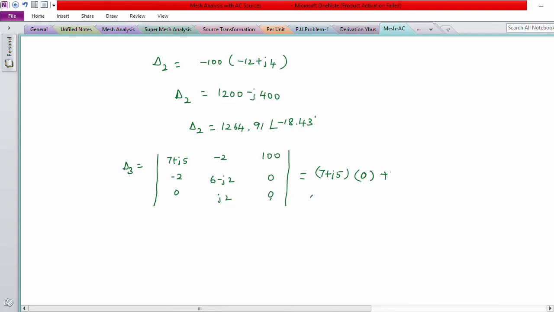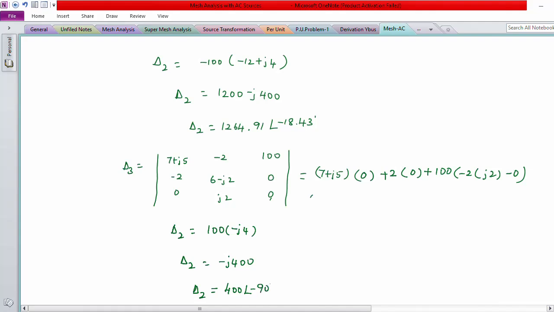So minus into minus becomes plus 2. By removing second column and first row, we will get the second element also 0. And the third element, 100 into, by removing third column and the first row, becomes minus 2 into j2 minus 0. So the delta 3 value is equal to 100 into minus j4. So delta 3 equals minus j400. If we convert this value from rectangular form to polar form, it becomes 400 at an angle minus 90.